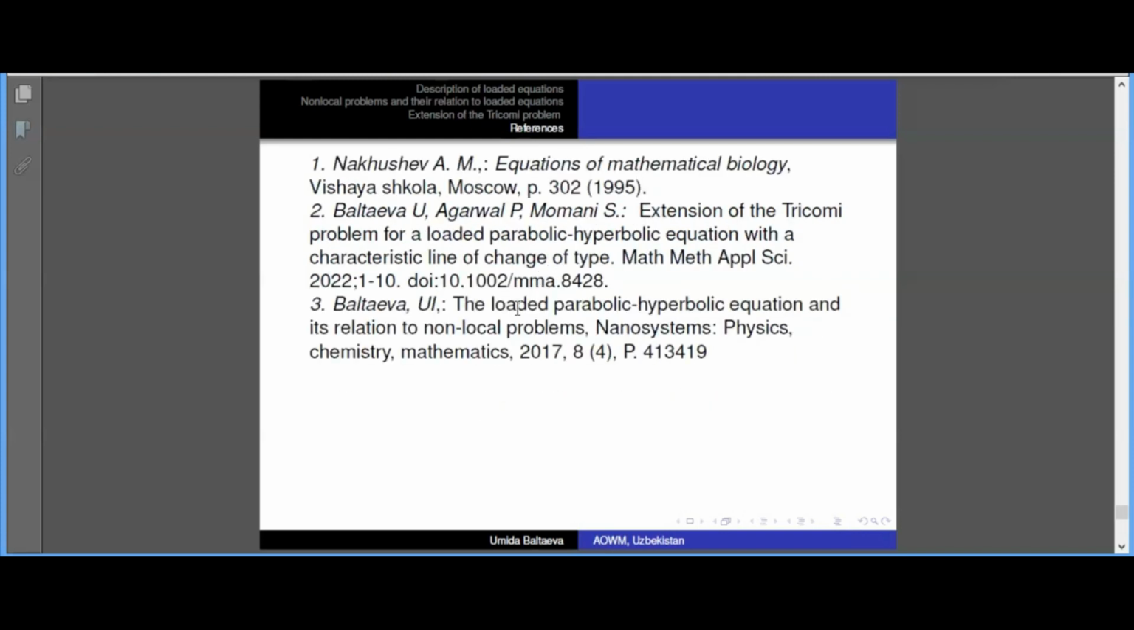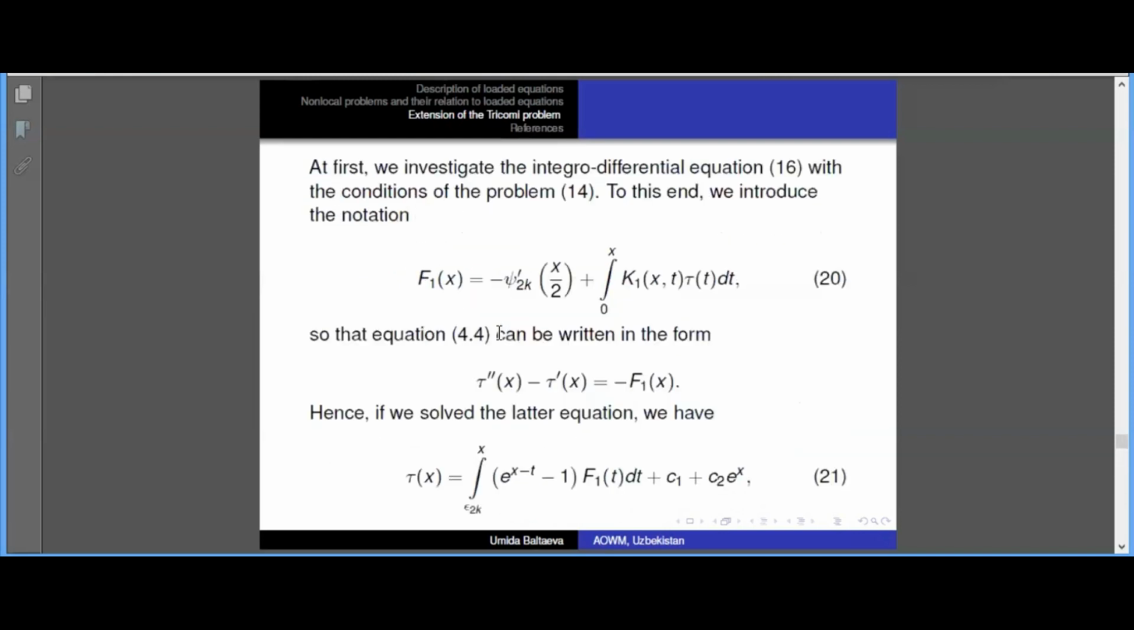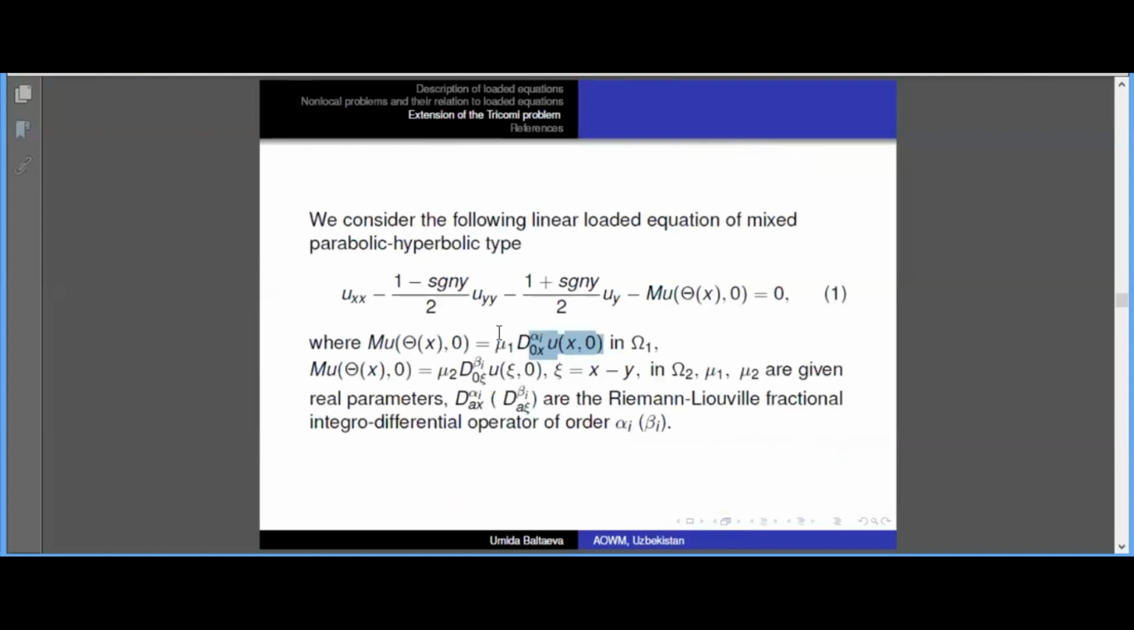We are using these results in some other work. At the moment we are working on loaded integro-differential equations of second order and also third order, formulating boundary value problems of the type of the Tricomi problem and the Gellerstedt problem, and we are investigating the existence and uniqueness for these boundary value problems.